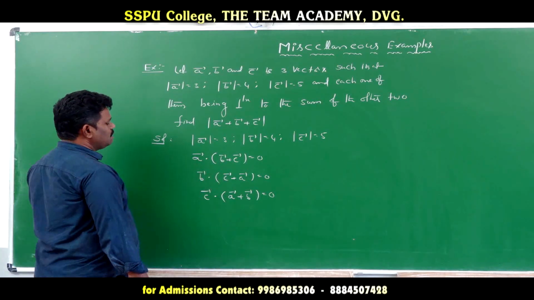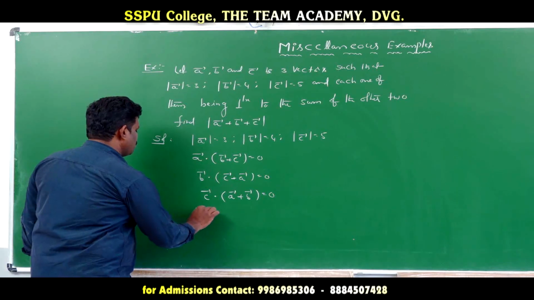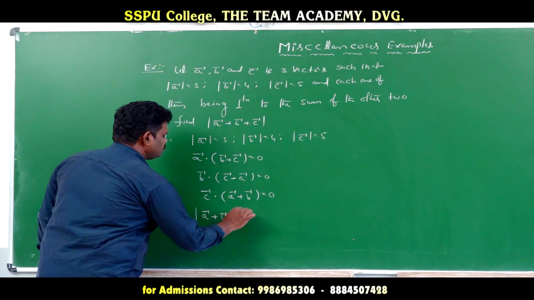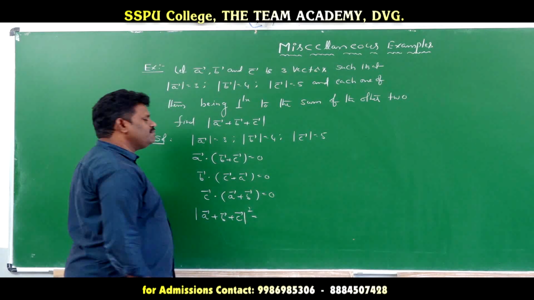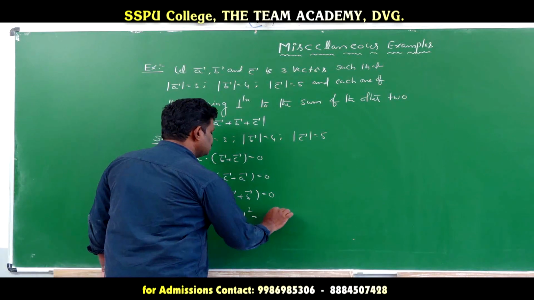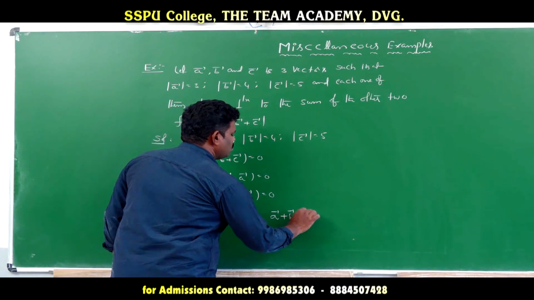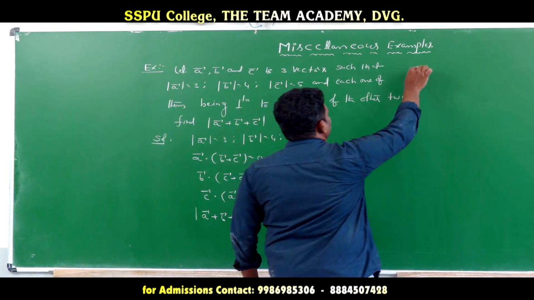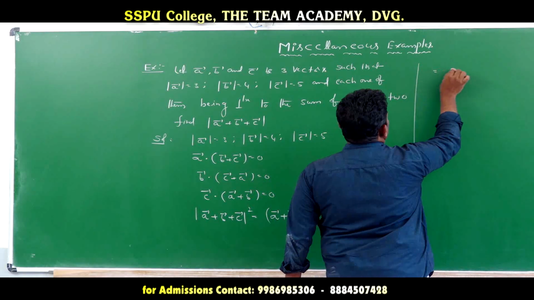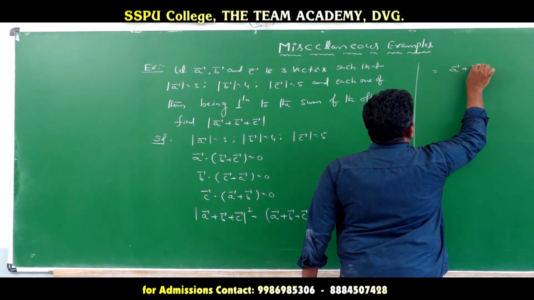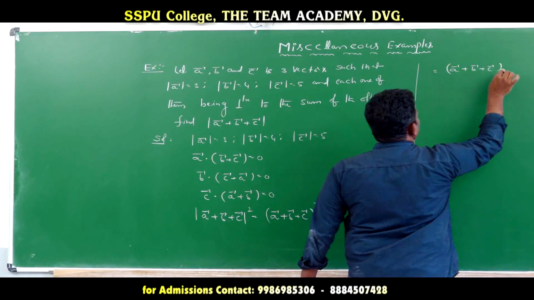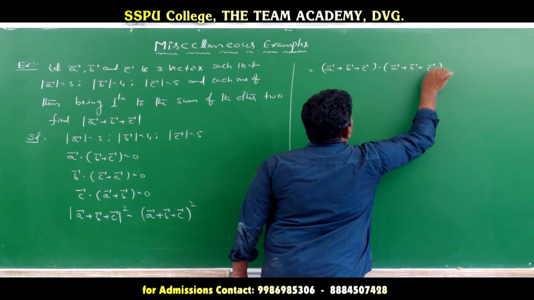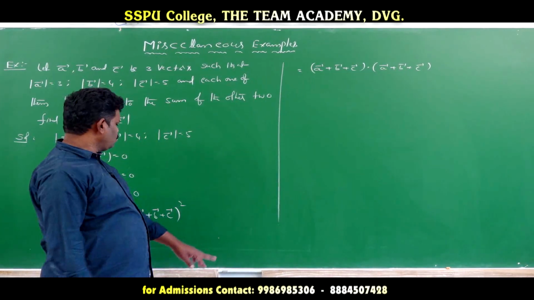Now what do we need to find? The magnitude of A bar plus B bar plus C bar. Now we take the whole square. When we write the whole square, how do we write it? Magnitude of A bar plus B bar plus C bar squared. If we write it in product form, it is equal to A bar plus B bar plus C bar dot A bar plus B bar plus C bar. The whole square is split into the product of two terms.